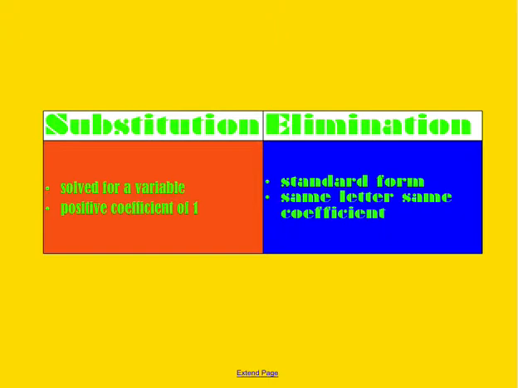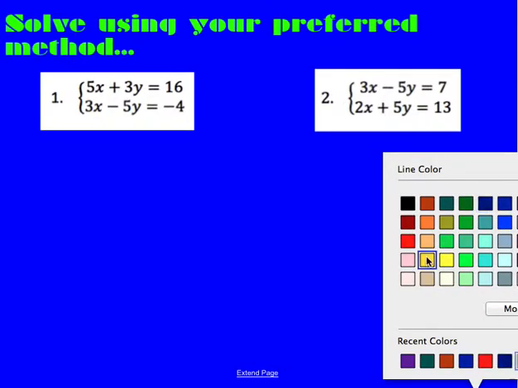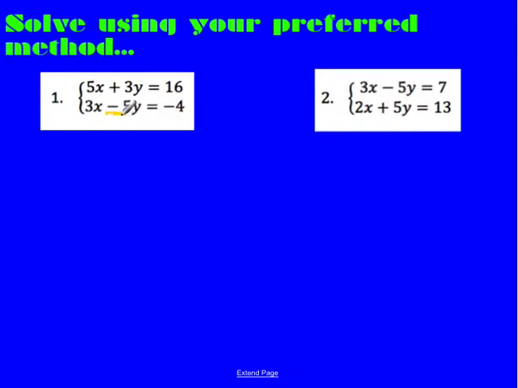On this worksheet, you can ultimately decide which method you want to use. I'm leaving that up to you. So let's start by taking a look at these. I'm going to tell you which ones might be easier based on how they look. What I noticed first of all is that these two are in standard form, and because they're in standard form, elimination would be easiest. I noticed that my y's have opposite signs, but they don't have the same coefficient.